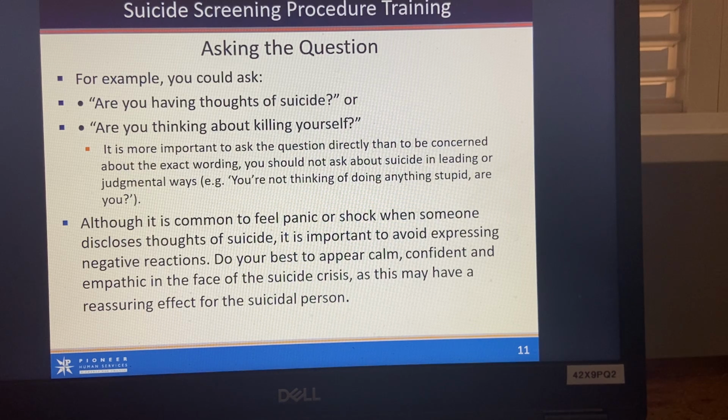For example, saying something like, "You're not thinking of doing anything stupid, are you?" By asking it in that way, you are not only leading in your question, but you are also leading with judgment. Even if you were to take out the word stupid and just say, "You're not thinking of doing anything, are you?" again, that is leading the question as well as adding judgment to the question. By simply asking, "Are you having thoughts of suicide?" or "Are you thinking about killing yourself?" you are asking the question without leading and without judgment.